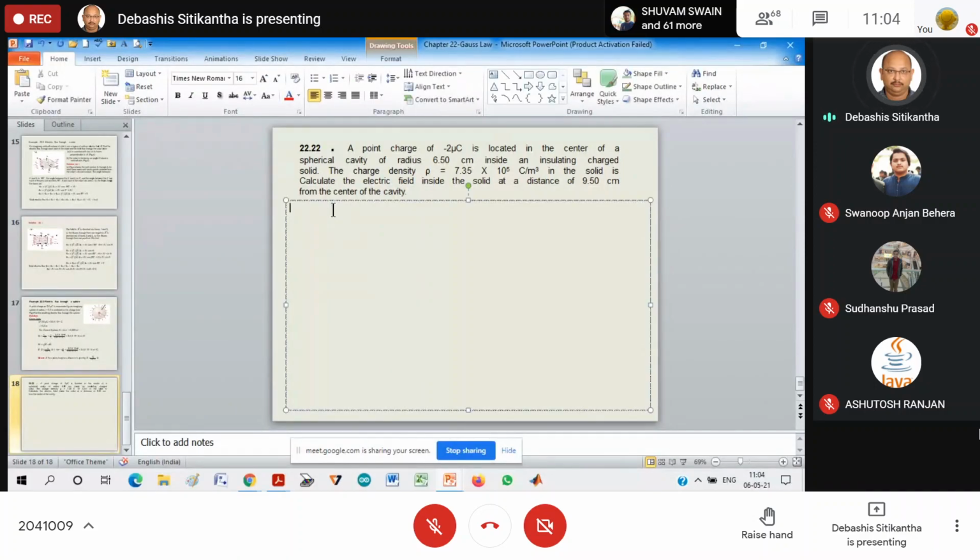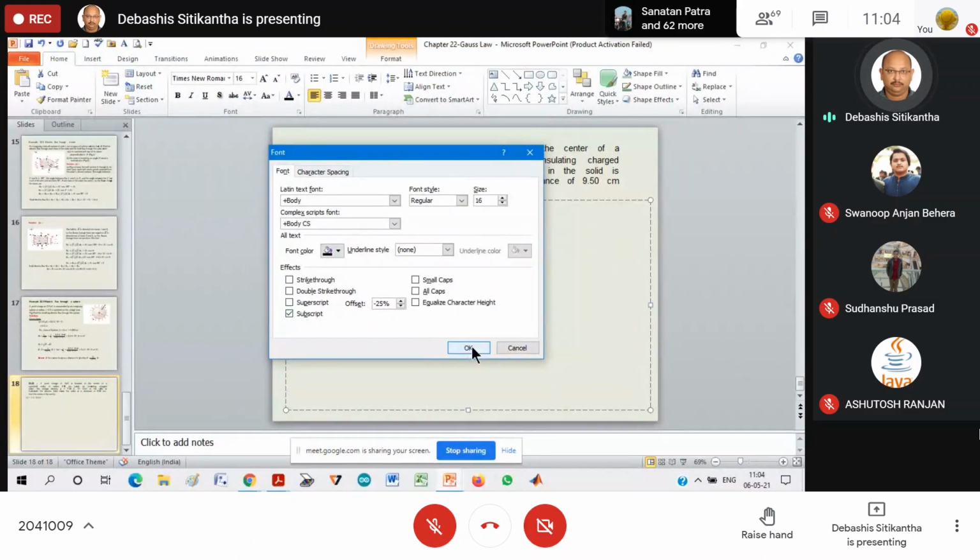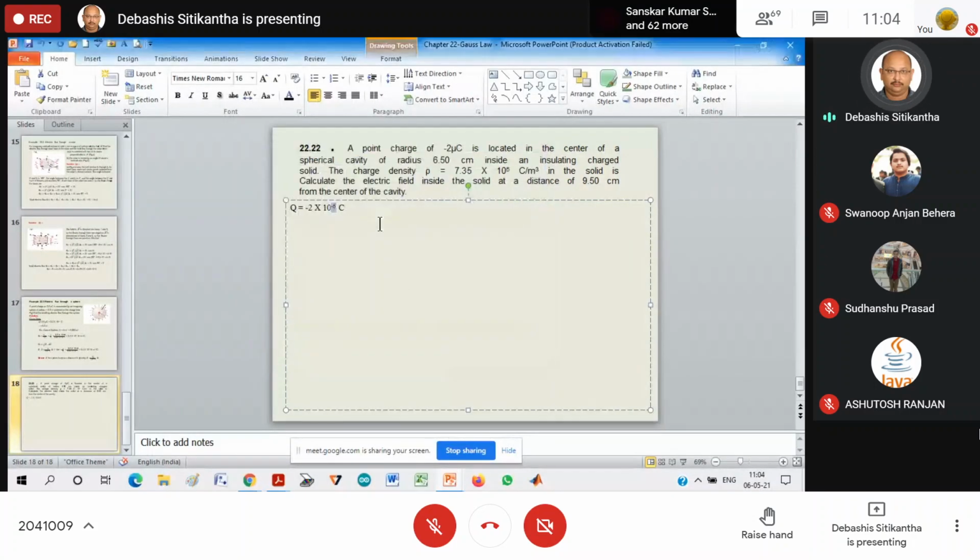So there is a point charge of -2 microcoulomb. So Q is given as -2 into 10 to the power -6 coulombs. Okay, so these are the given data, because I told you whenever you are going to solve any problem, first you have to note all these things separately.